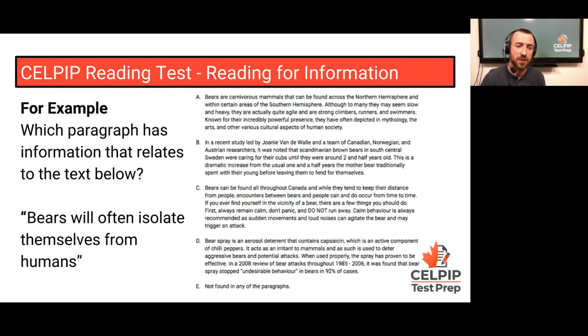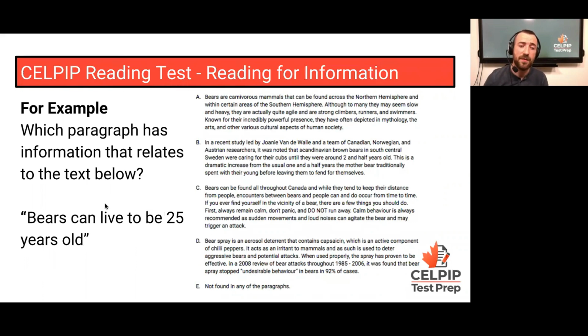We've got a couple of examples here. Let's say, for example, the question was, bears will often isolate themselves from humans. We already know the question says bears and humans, and we already know that bears and humans is paragraph C. So now we just need to focus on C and see if we can find this information in there. If it's in there, we'll put C. If it's not in there, it could be misleading, then we would put does not appear in this paragraph.